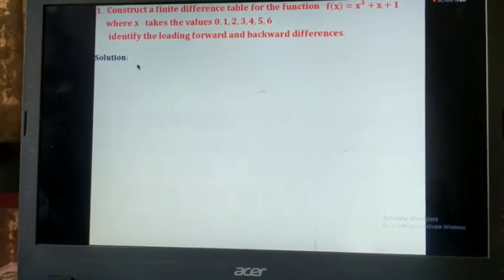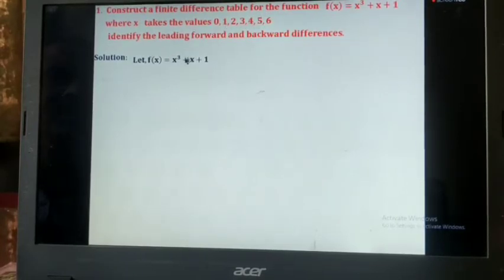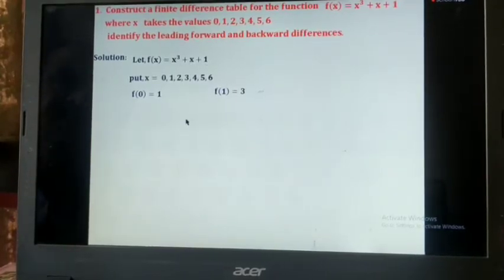Okay, solution. Let f of x equal to x cube plus x plus 1 be given. The x values given are 0, 1, 2, 3, 4, 5, 6. Put x equal to 0, 1, 2, 3, 4, 5, 6 in f of x. If x equal to 0, f of 0 is 1. Then f of 1 is 3, because 1 plus 1 plus 1 is 3. And f of 2: 2 cube is 8, 8 plus 2 is 10, 10 plus 1 is 11. Therefore f of 2 is 11.